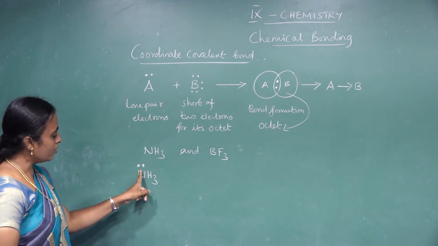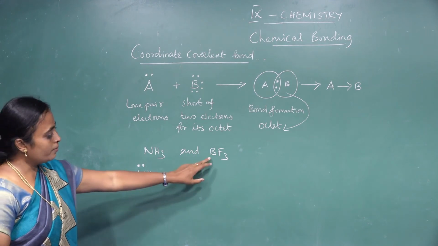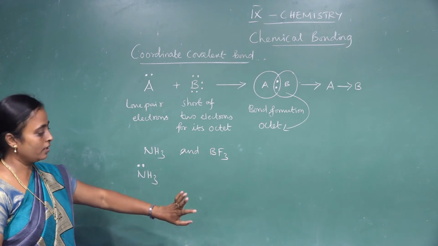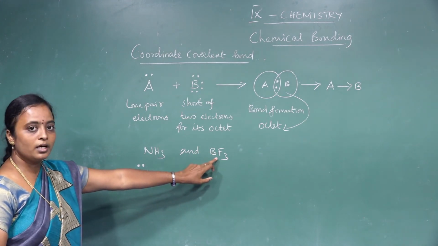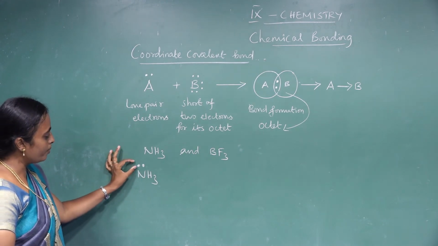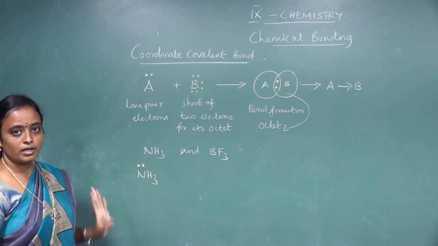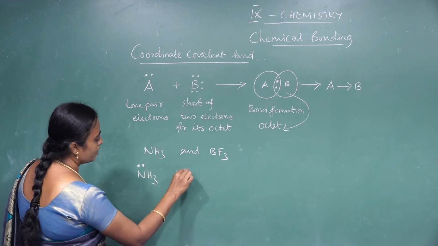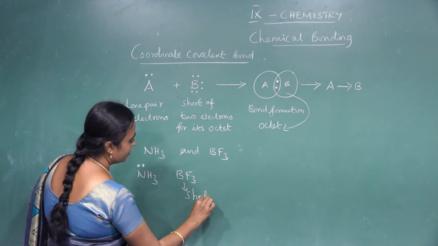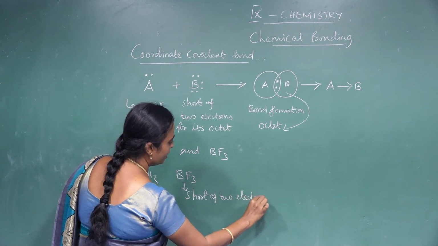Those paired electrons are going to be involved in the bond formation with the BF3. Here in BF3, the boron is short of 2 electrons for its octet. So you will take this BF3 as a Lewis acid, an electron deficient center. Now what happens? This one lone pair of electrons is going to be entirely shared with the BF3 molecule. So this BF3 molecule is short of 2 electrons for its octet.